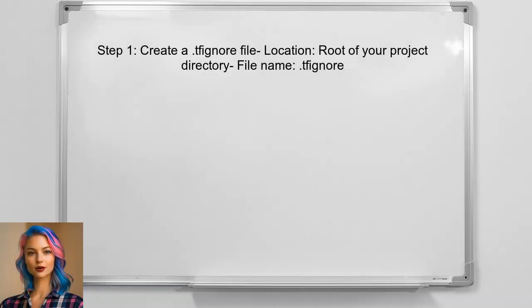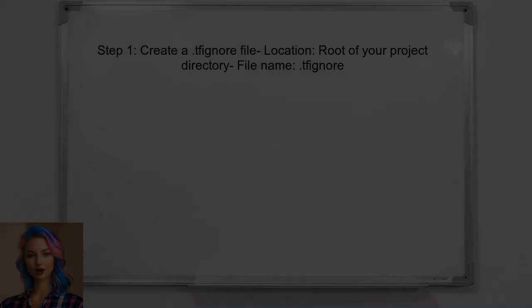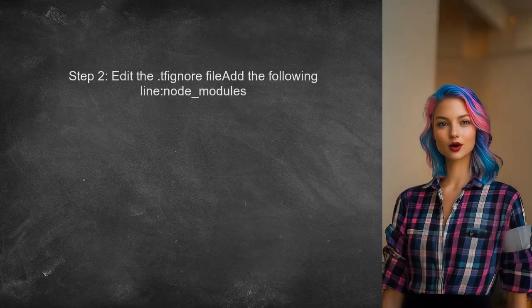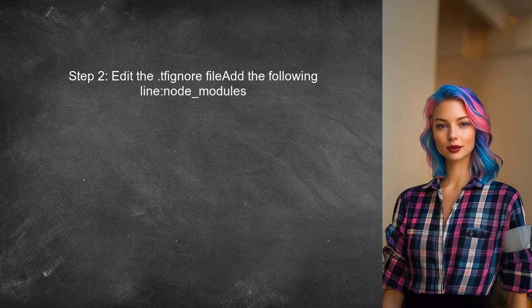To exclude folders like Node Modules from source control in Visual Studio Code, the user should create a .tignor file in the root of their project directory. Next, the user needs to open the tignor file and add the folder they want to exclude. In this case, they should add the line Node Modules to the file.